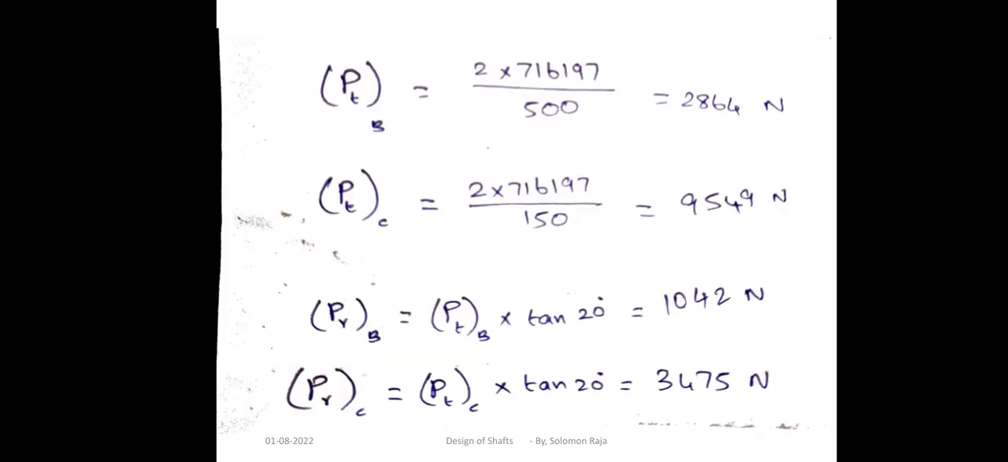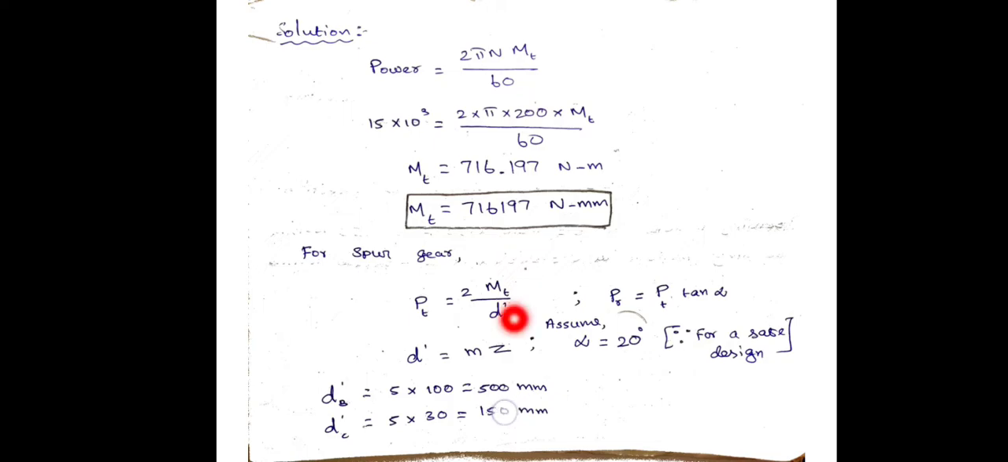Now d dash, the pitch diameter, equals module into number of teeth. Now we have to find out d dash for gear B and d dash for gear C. For gear B, module value is 5, number of teeth is 100, so the answer is 500. For gear C, module value is 5, number of teeth is 30, so the diameter value is 150. So we got the diameter values.